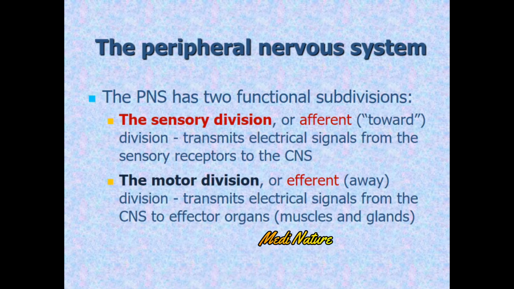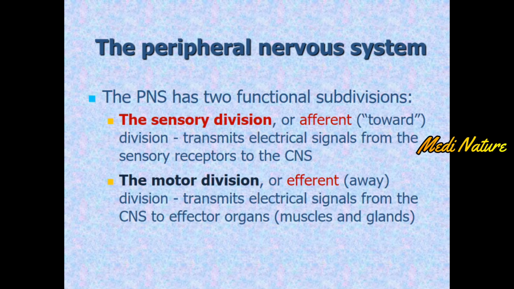The peripheral nervous system divides into two main functional subdivisions called the sensory division and the motor division. The sensory division transmits electrical signals from the sensory receptors to the CNS. As the sensory division transmits these electrical signals from sensory receptors towards the central nervous system, it is also called the afferent division, which gives the meaning of towards.